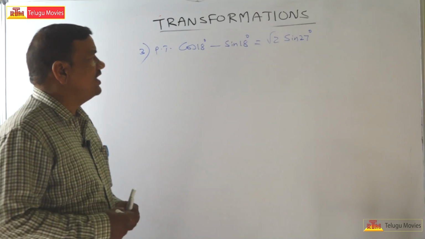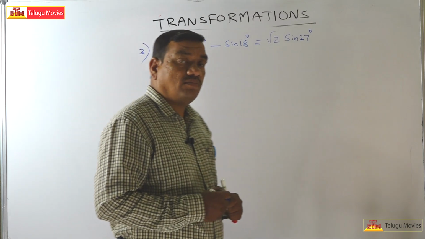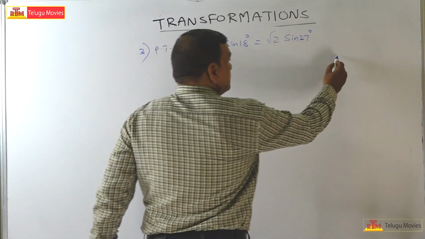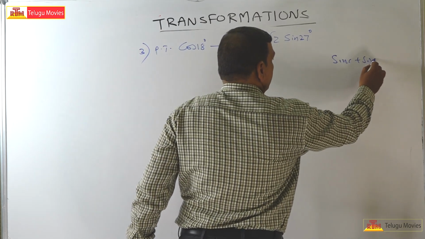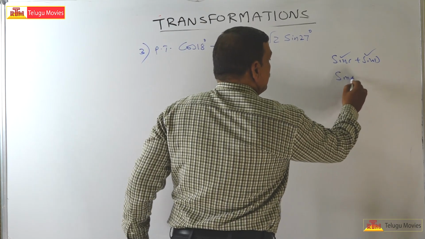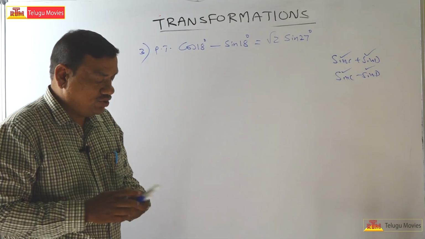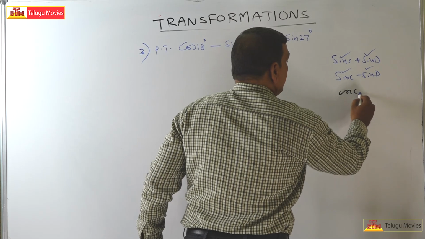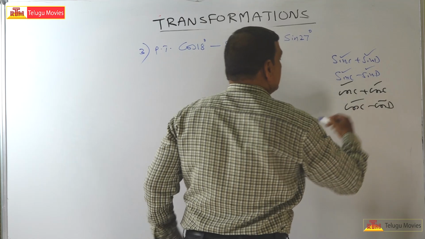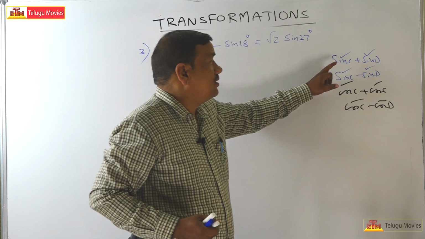That will become very difficult. Then how to proceed in a different way? If you see our transformation formulas, one thing you have to observe: sin C plus sin D, both are sines. Next, sin C minus sin D, both are sines. Next formula, cos C plus cos D, both are cos. Cos C minus cos D, both are cos.